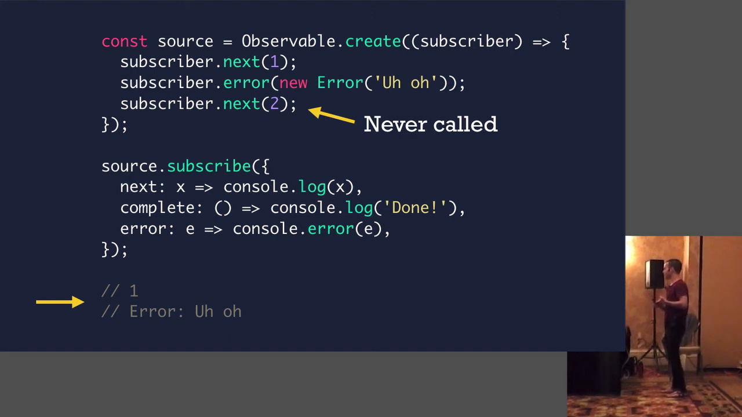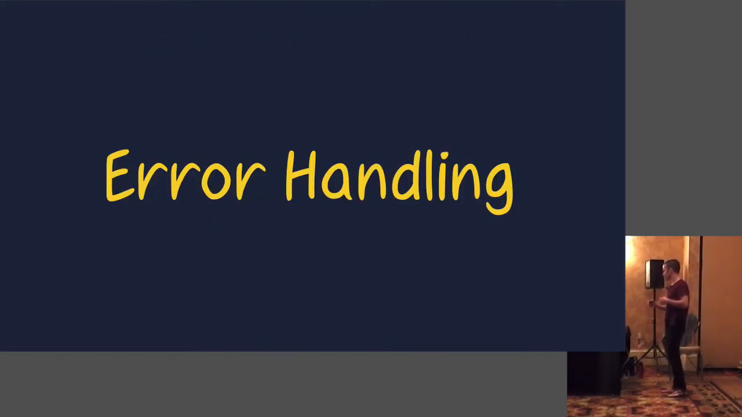When I catch that error here, I've only gotten the 1, and then I caught that error, but I'm not going to get any more stream of data. This error callback is essentially saying I've recovered from the error, but I'm done dealing with this observable. We might want to retry something or recover and keep the observable running. So let's revisit error handling, learn how we can do that, and see another benefit that we get out of observables that promises can't offer to us.